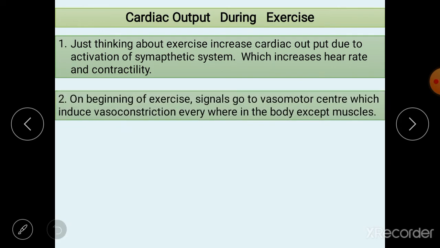So now when you begin exercising, what happens is your sympathetic nervous system sends signals to your vasomotor area, which is present in your brainstem, and causes the vasoconstrictor area to be activated. Now this vasoconstrictor area is going to cause massive vasoconstriction all over your body, especially in your skin, in your GIT, which is your gastrointestinal tract, and in your kidneys, and this is helpful in diverting the blood from the skin, from the GIT, from the kidney towards the muscles.